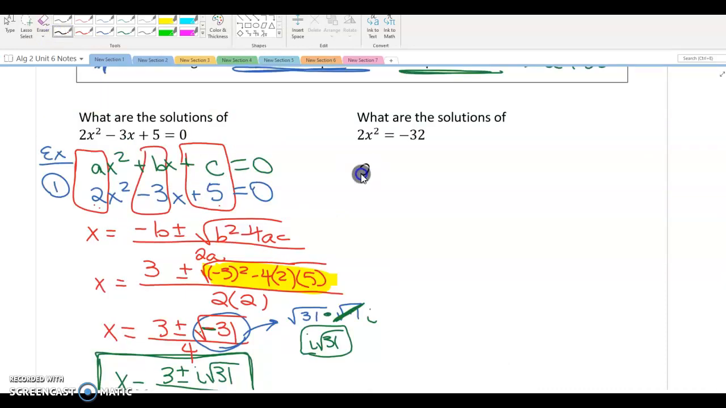Alright, so for problem 2, we have 2x squared equals a negative 32.